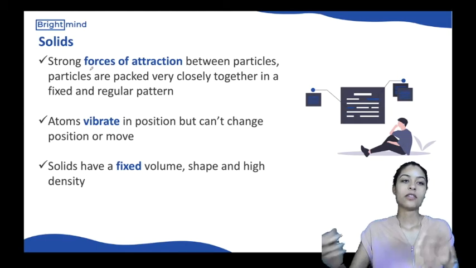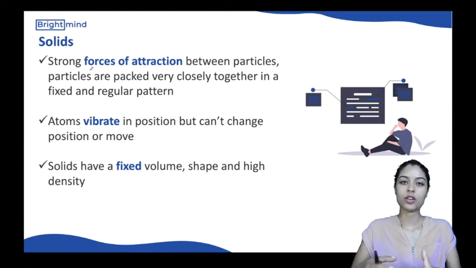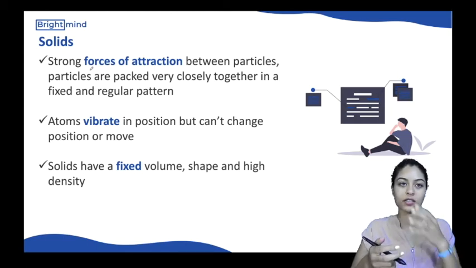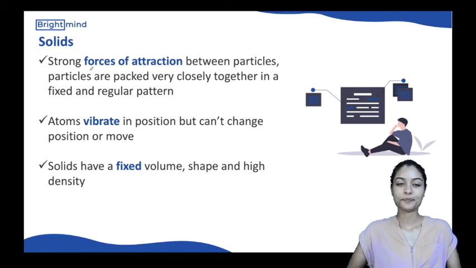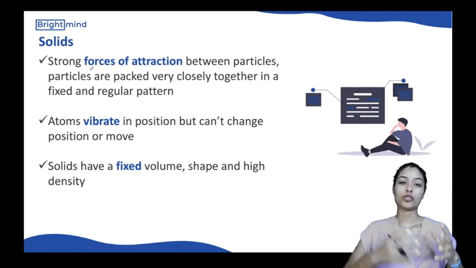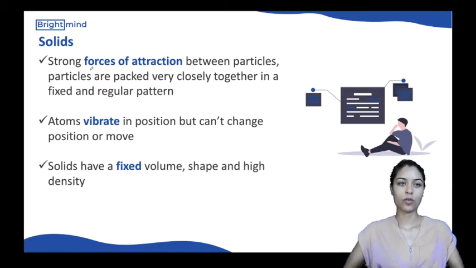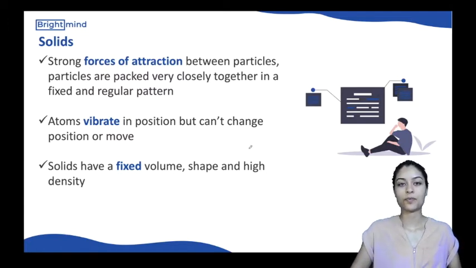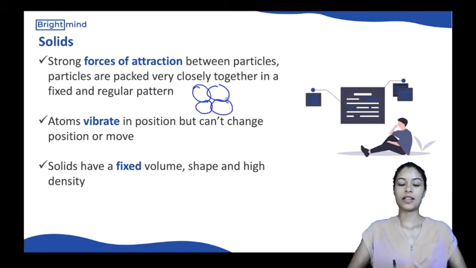Well, solids have a strong force of attraction between their particles. So that's how they're able to remain in a fixed position, because the particles are attracted to each other with a strong force, and they're packed very closely together. So the atoms in a solid would look like this. So they wouldn't overlap, but they'd be right next to each other tightly.